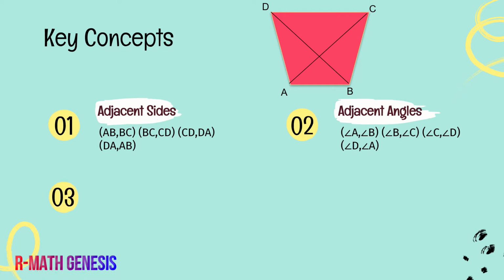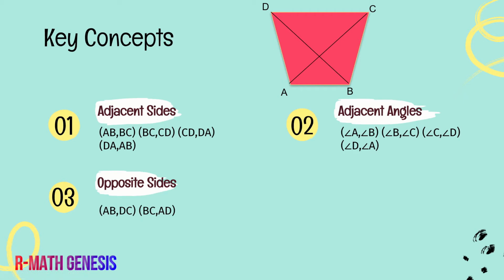Next comes the opposite sides. What are opposite sides? Two sides of a quadrilateral with no common point. If you see here, AB and DC don't have any common point. So they are called opposite sides. And what is the other pair? BC and AD. This is the other pair of opposite sides.